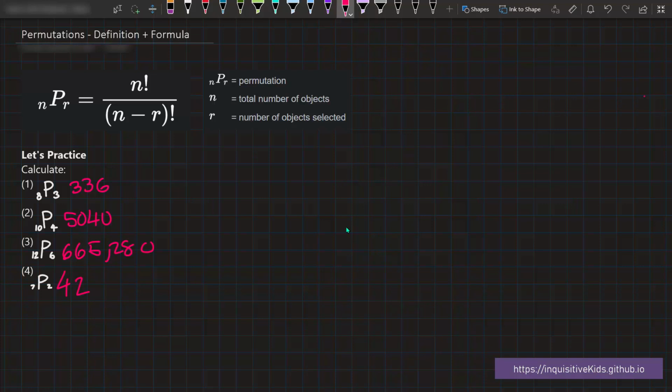So in the next few videos, we will be looking at permutations word problems. But it's really important to first be able to calculate permutations, or else even if you did analyze a word problem correctly, you won't be able to accurately solve the problem.